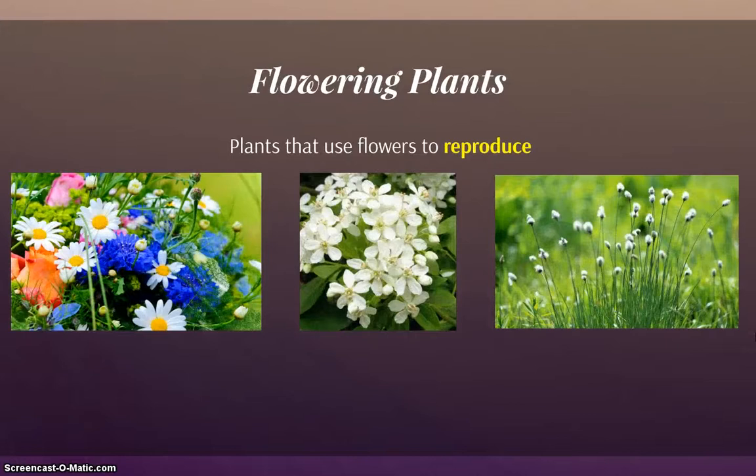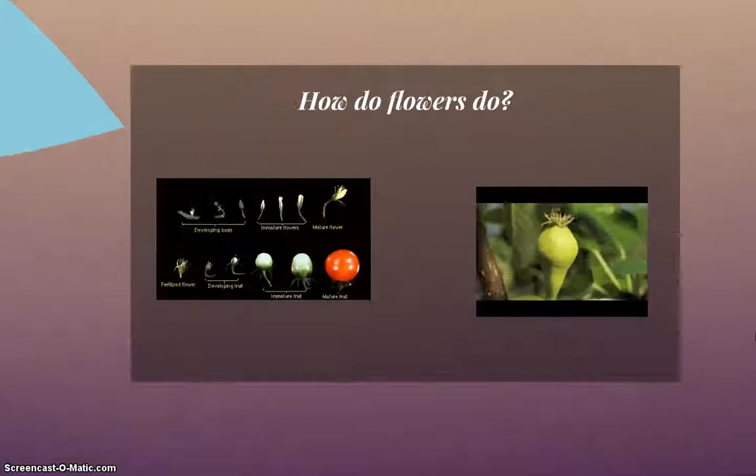Let's find out. Well, some plants use flowers to reproduce. And you can see some pretty flowers on the left hand side you might see in a field, or in the middle we have orange blossoms on an orange tree, or maybe even some small flowers like you might see in the grass. But you might be wondering to yourself, how do flowers help plants reproduce?